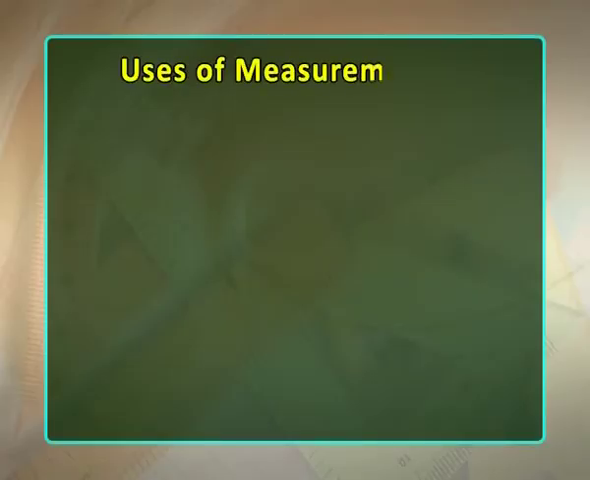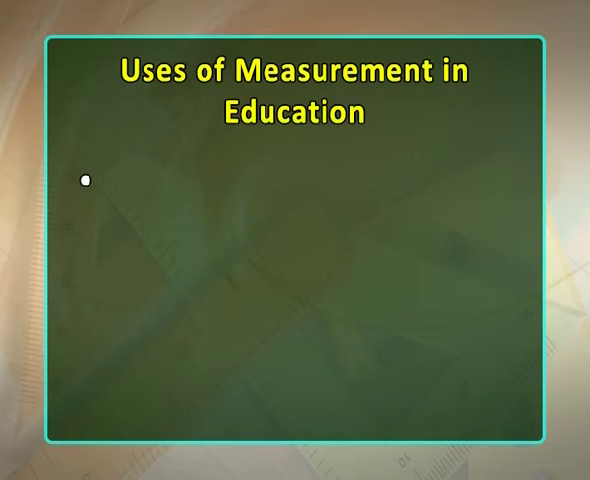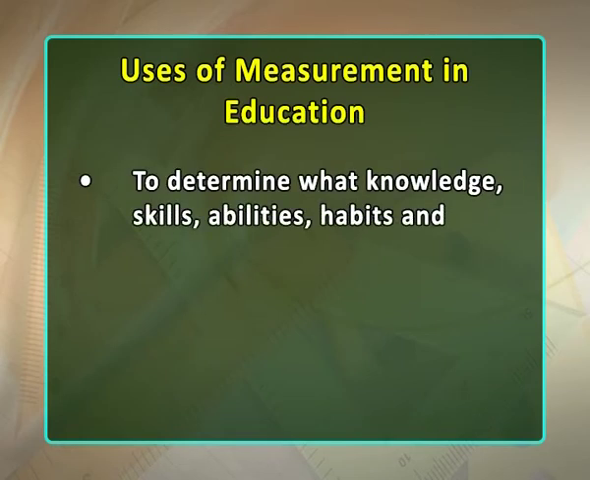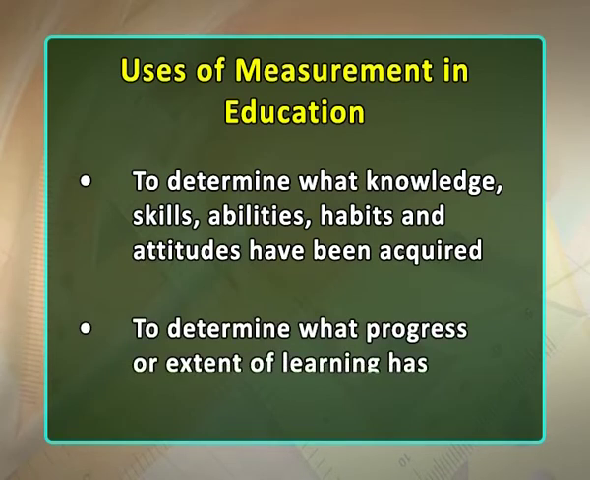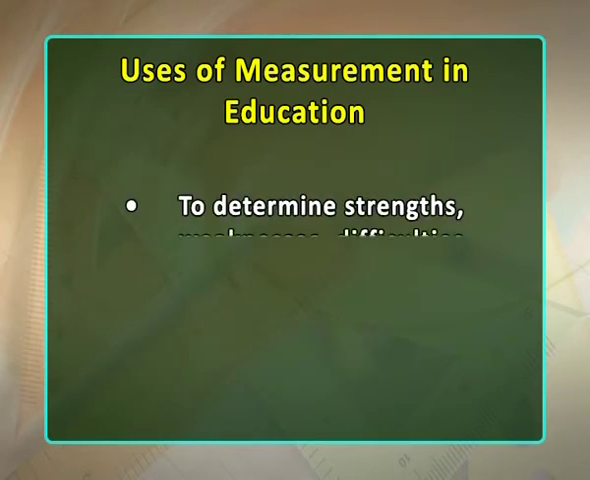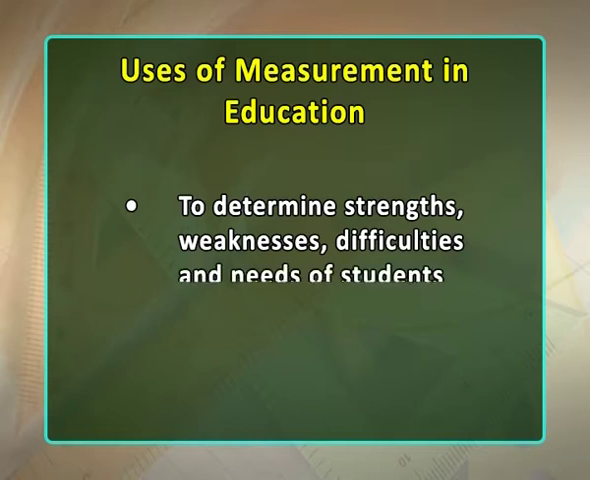Educational measurement deals with the process of obtaining a quantitative degree of achievement of objectives set for an educational setting, and evaluation adds to it the value judgment. Measurement in education is used, first, to determine what knowledge, skills, abilities, habits and attitudes have been acquired. Second, to determine what progress or extent of learning has been attained. And third, to determine strengths, weaknesses, difficulties and needs of students.